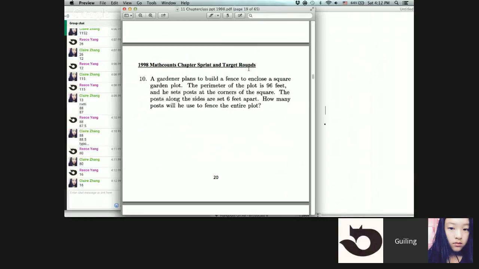All right, correct answer is 16. So, total side length, if the perimeter is 96, side lengths would be 24, and that comes to be 6 posts per side. But you have to count that the 4 posts on each side are double counted.